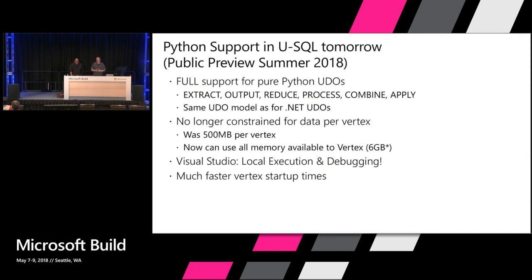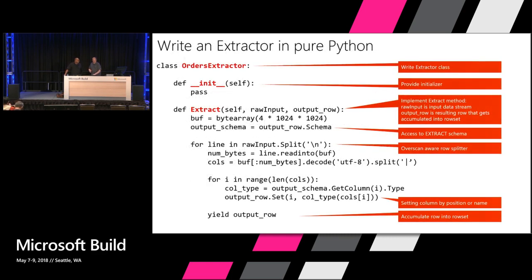As I mentioned, public preview will be in summer. We will have all the UDOs available by then. We're still working on one or two. We will no longer be restrained by the 500 megabyte per vertex limit. It will be approximately 5 gigabytes, and we'll have a feature in the second half of this year where you can annotate on the UDO how much memory you think the UDO needs, and then it can request even bigger vertices. And there will be tooling support in VS Code and Visual Studio, etc.